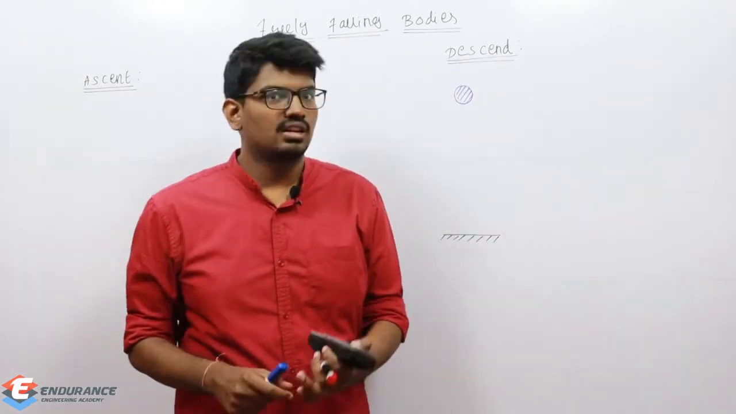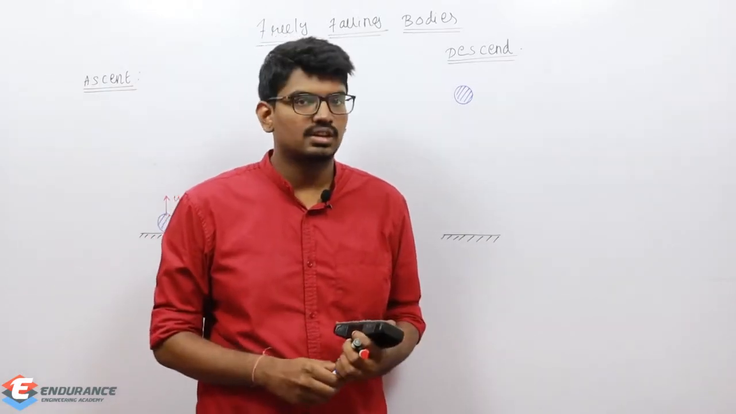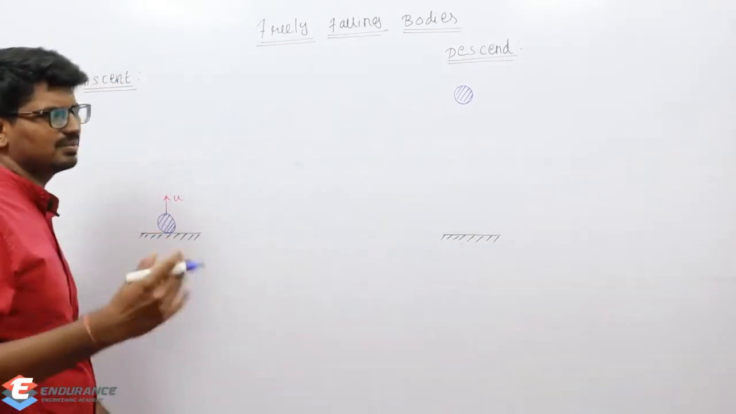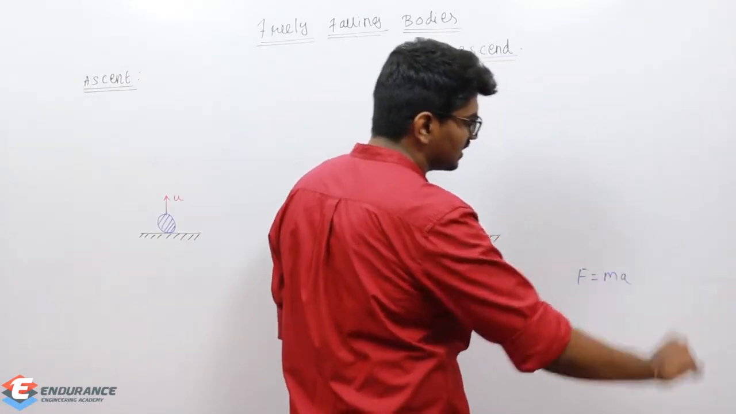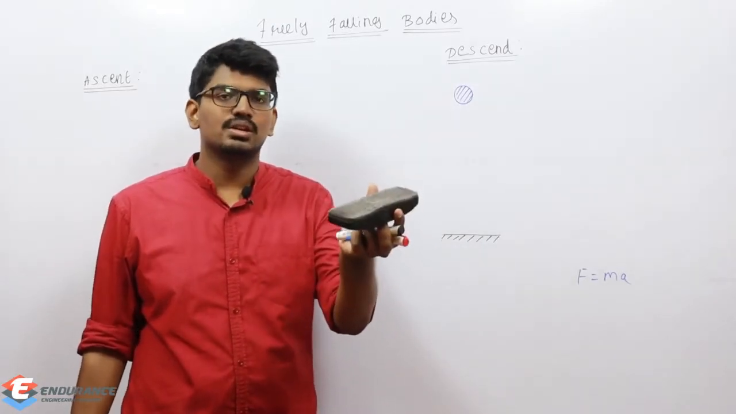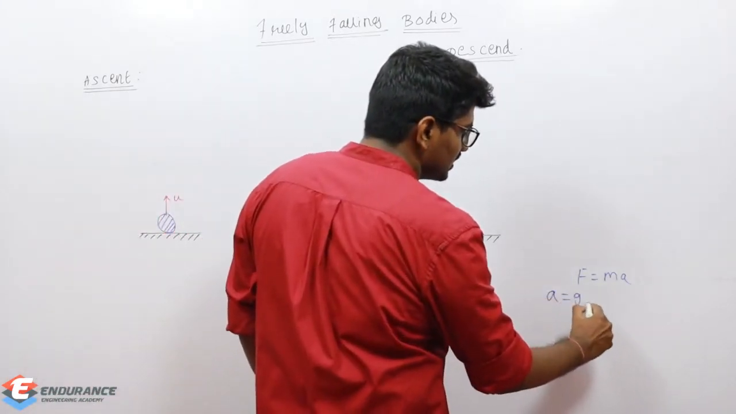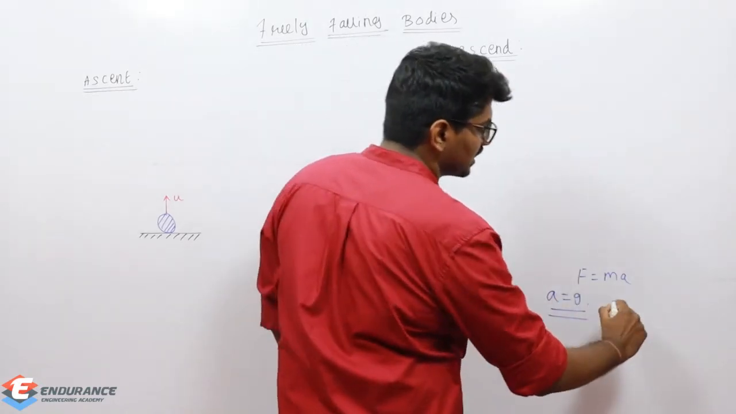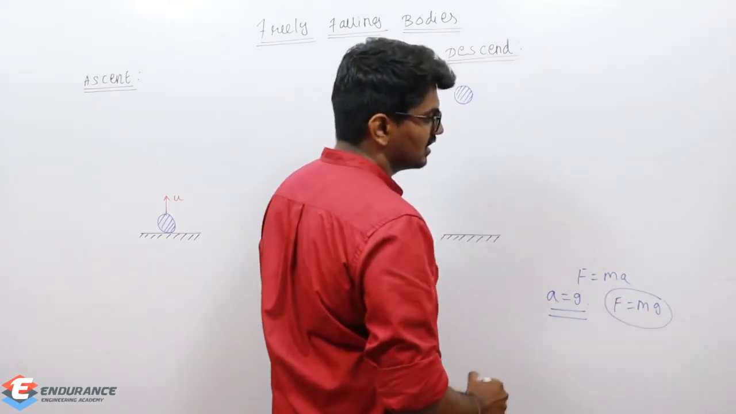If I use Newton's law, which I haven't talked about yet, we will talk about it later when I enter into free body diagrams and equilibrium. This is something you already know from the very basics: force is equal to mass into acceleration, right? The only force acting here is the gravitational force, so the acceleration will be g, very straightforward. The only force acting here is the gravitational force, which is equal to mass into acceleration due to gravity, g.